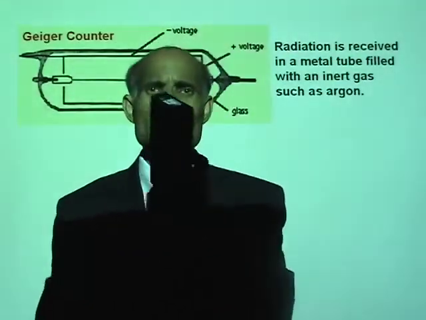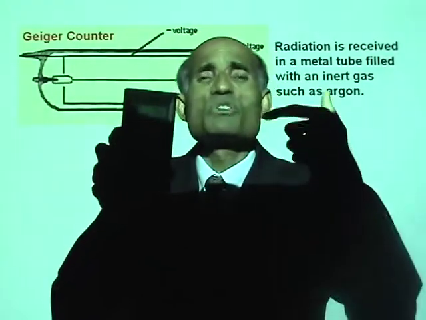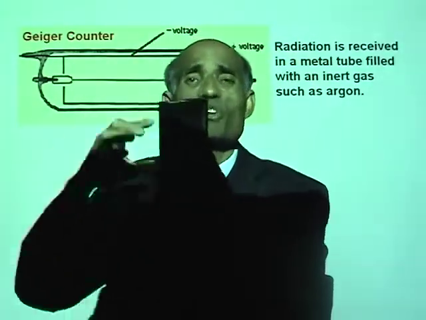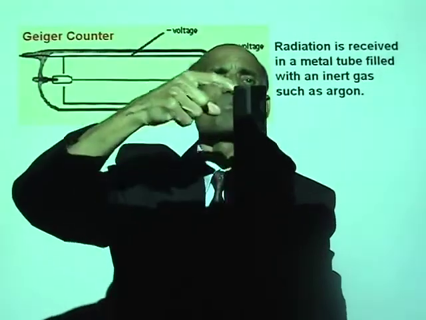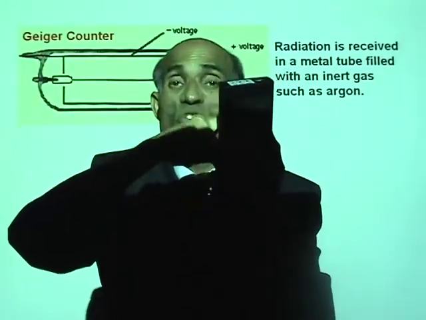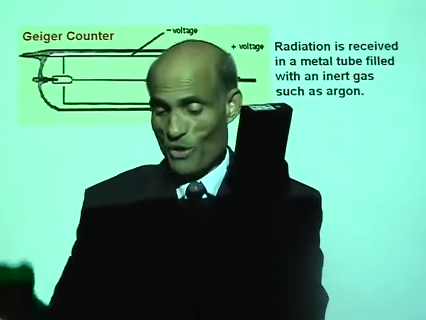Now, you see, the sound you hear now is due to the background radiation. There's always some radiation around. And when that radiation passes through this tube, it counts it for you.